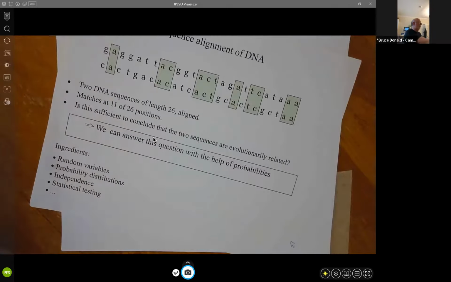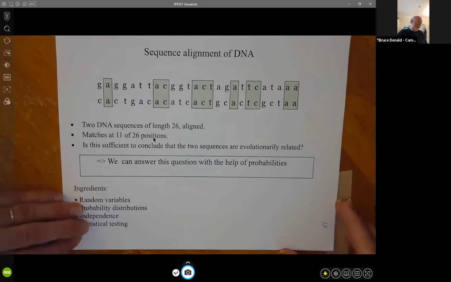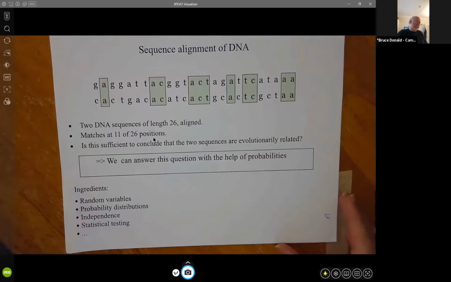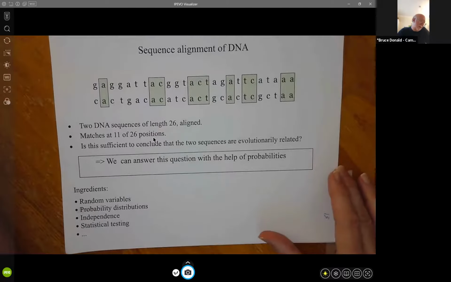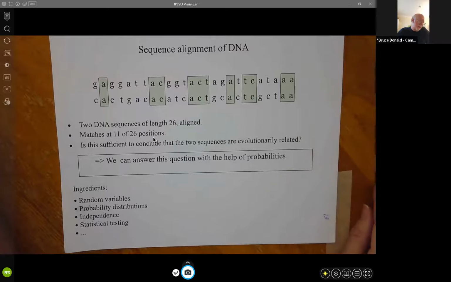You have two strings, if you will, and the strings can be set up like this, and you're interested in how do they match up. So again, you have two different DNA sequences, you have matches in certain positions. When is it sufficient to conclude that the two sequences are actually related evolutionarily? Again, probabilities can help us answer these questions, and we have all these ingredients that we want to cover some of, but not all of today: random variables, probability distributions, independence, and so forth.